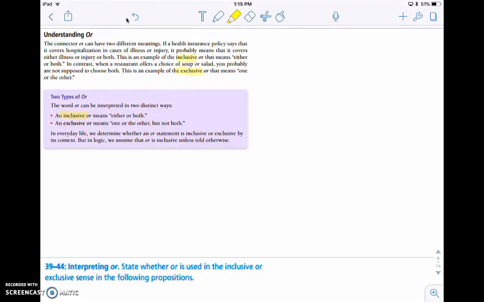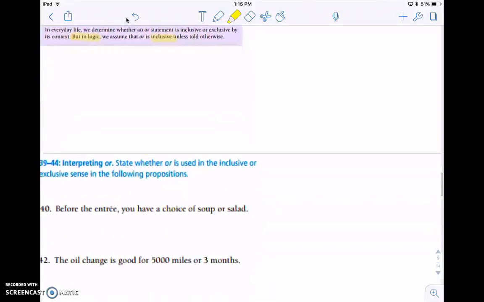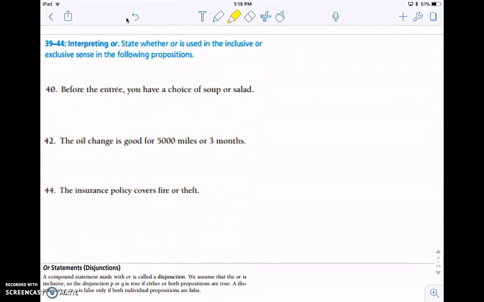However, in logic, this is kind of a key thing here. We assume that or is inclusive unless we're told otherwise. So we do assume that it's either or both unless we are told otherwise. But let's look at some examples of the differences between exclusive and inclusive. We want to state whether it is inclusive or exclusive in these three examples. Before the entree, you have your choice of soup or salad. As we mentioned before, this is exclusive because you get one or the other, but not both.